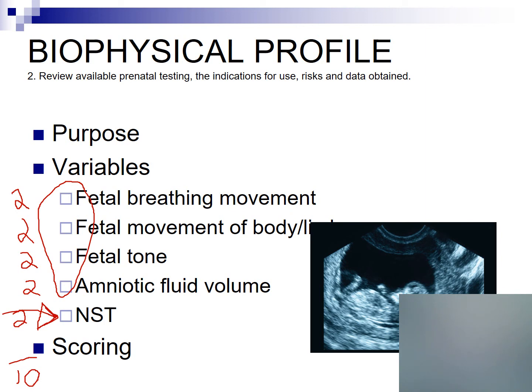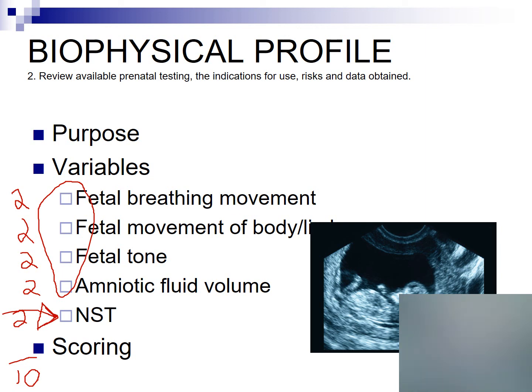If you have fetal breathing movement, you get 2 points. If you don't, you get a 0. If the fetus moves body and limbs, they get 2 points. If they don't, they get a 0. If they demonstrate fetal tone, they get 2 points, and if they don't, they get a 0. If they have an adequate amount of amniotic fluid, they get 2 points, and if they don't, they get a 0. If their NST is reactive, they get 2 points, and if it's not, they get a 0. So a perfect score is 10.